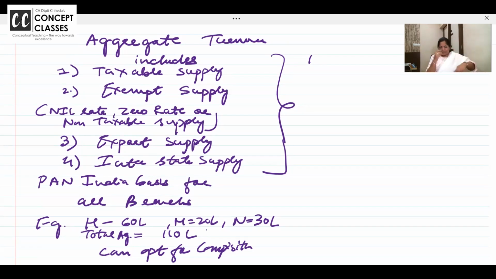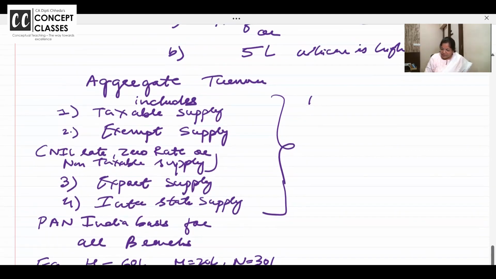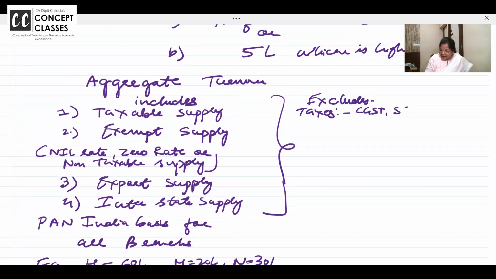Aggregate turnover is taxable supply, exempted supply, export, interstate supply, all. If it is less than 150 lakhs for all the branches, go for composition. Now this excludes taxes. Taxes में क्या आएगा? CGST, SGST, IGST. See, always in turnover we add the GST, but for aggregate turnover, remove the GST.